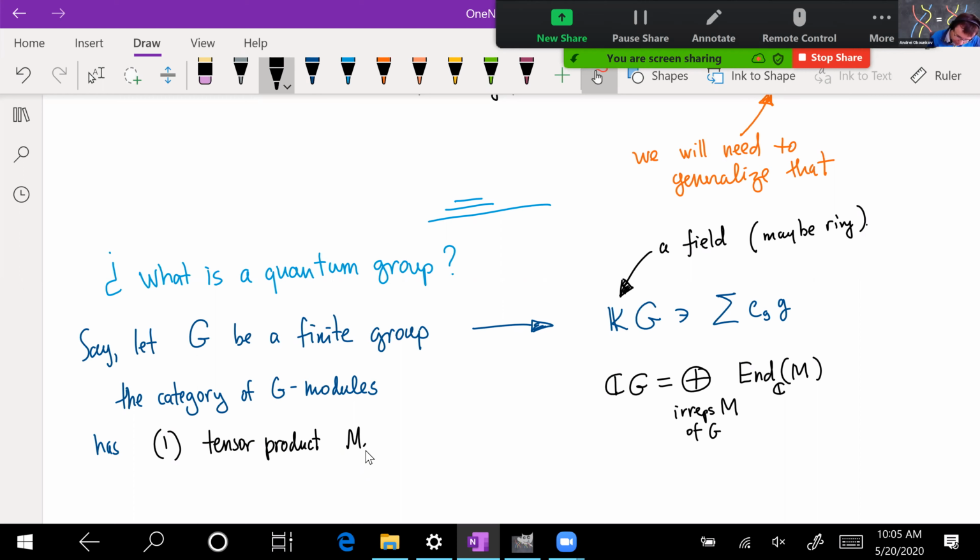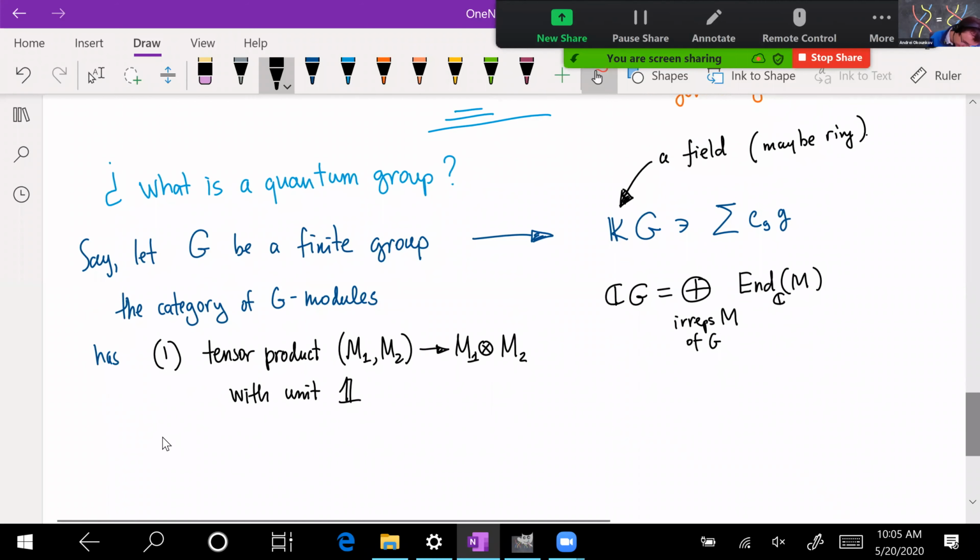So when you have one module and another module, you can form their tensor product. And that tensor product has a unit. This is maybe the trivial one-dimensional representation. And another object it has: duals.